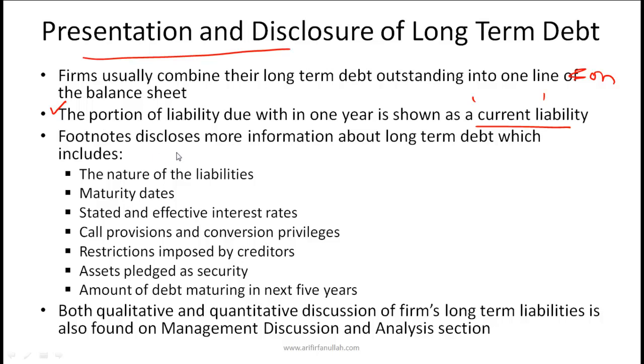We need detailed footnotes associated with this line item on long-term debt. This needs to talk about the nature of the liabilities, maturity dates, stated and effective rates, any call provisions or conversion privileges. We'll understand this better in fixed income securities when we study this in a few weeks. Any restrictions imposed by creditors, any assets pledged as security, and the amount of debt maturing in the next 5 years. And both qualitative and quantitative discussion of firms' long-term liabilities is also found in the management discussion and analysis section.